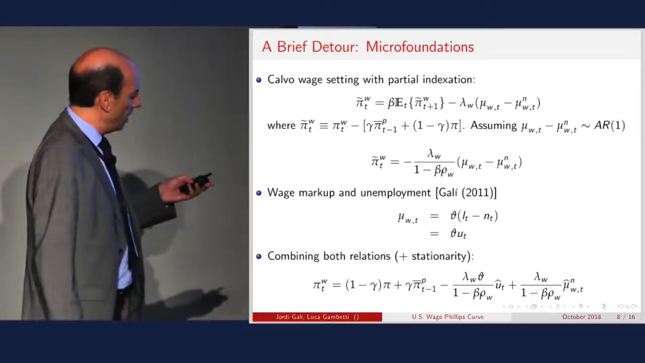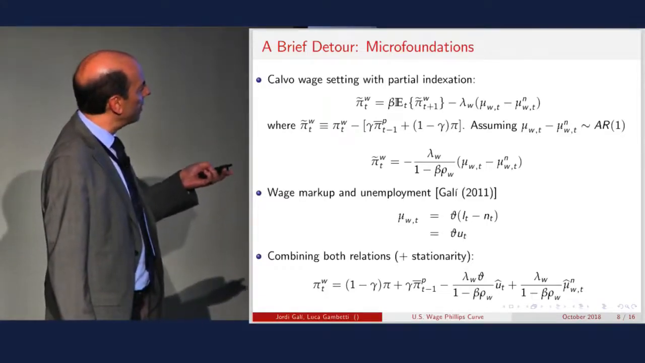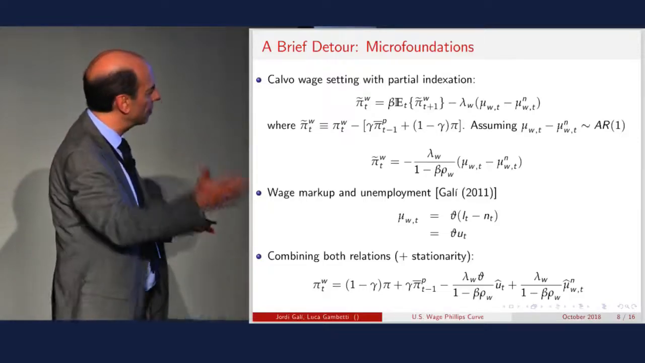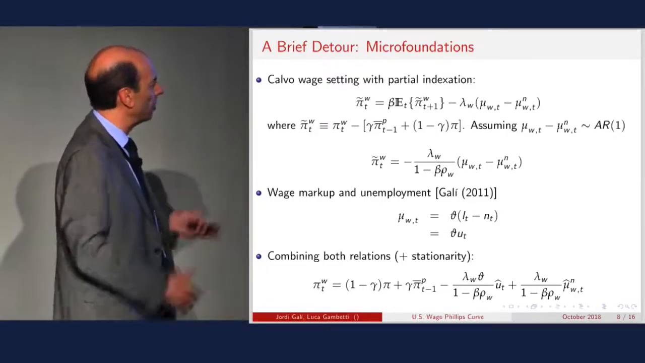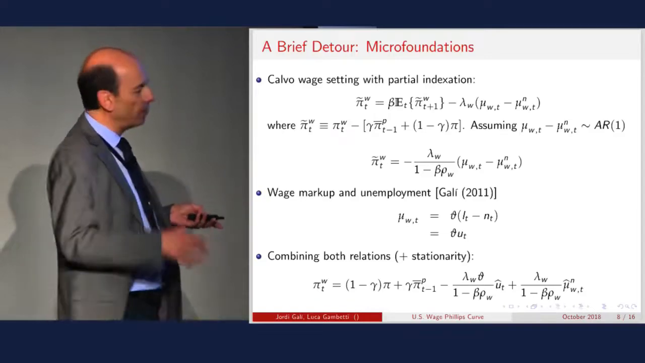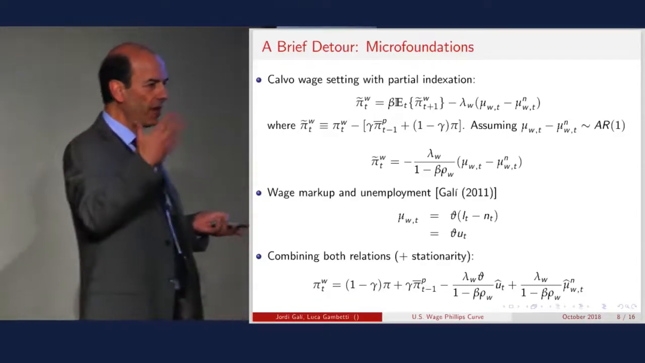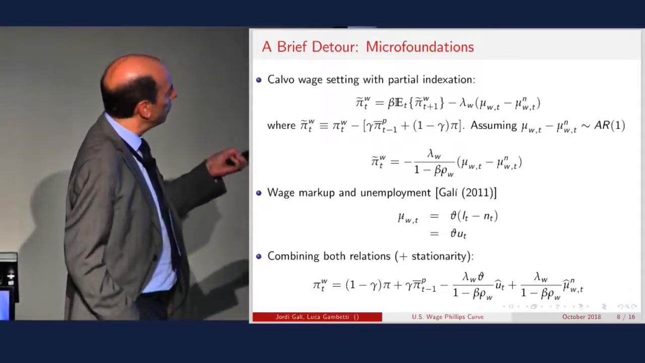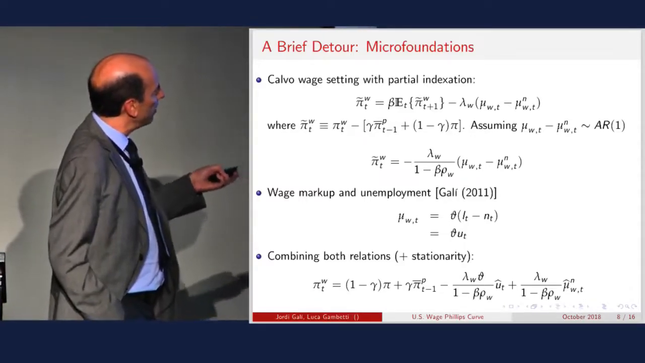Now, if you assume that this wage markup gap follows an AR(1) process, and this will be true in equilibrium under certain assumptions about the driving forces of the economy and so on, one can solve this equation forward and obtain an expression like this.